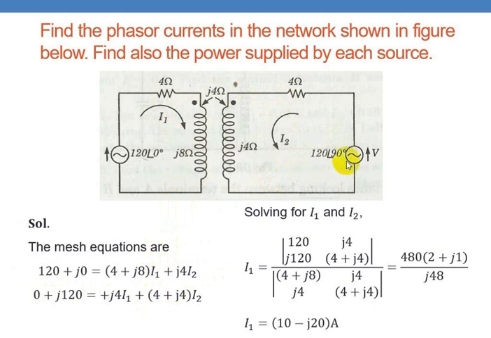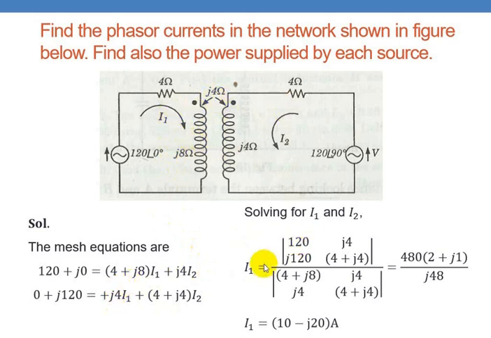So this voltage, that is 120 at an angle, can be written as 0 plus J120. This is the voltage source. This is equal to the sum of this resistance and reactance, 4 plus J4, into I2, which will be the drop here, plus the voltage drop in the mutual inductance. This coil is coupled to that coil, therefore J4 is the reactance of mutual inductance. Multiplied by I1, it is the voltage drop across this mutual inductance, and the sign is positive because both currents are entering the dotted terminal.